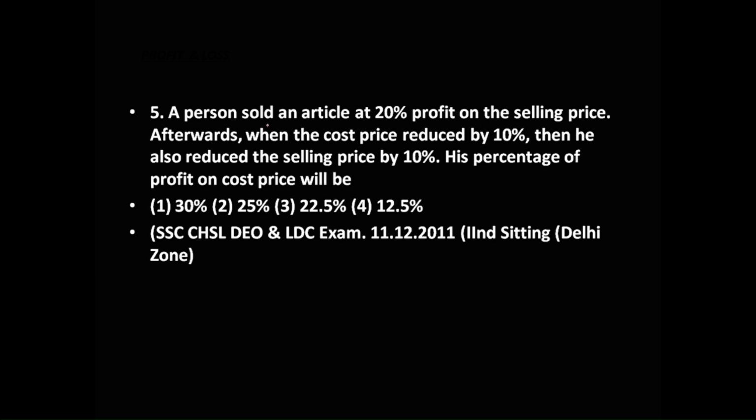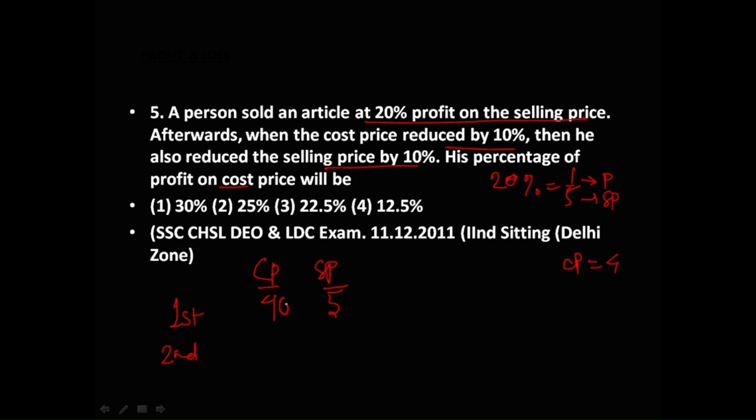Number 5. A person sold an article for 20% profit on the selling price. 20% profit on the selling price means 20% is 1 by 5, right? Meaning SP equals 5 and profit equals 1, so CP equals 4. Afterwards, the cost price is reduced by 10%, and he also reduced the selling price by 10%. What is his percentage of profit? How can we solve it? CP and SP are in the ratio 4 to 5 in the first case. And in the second case, we can assume it as 40 and 50.